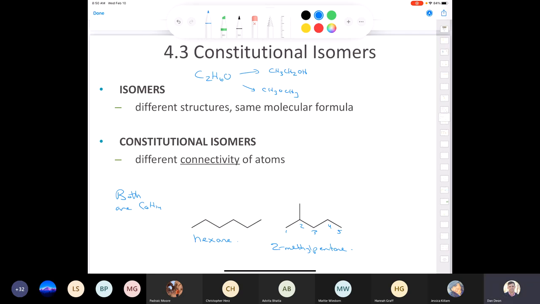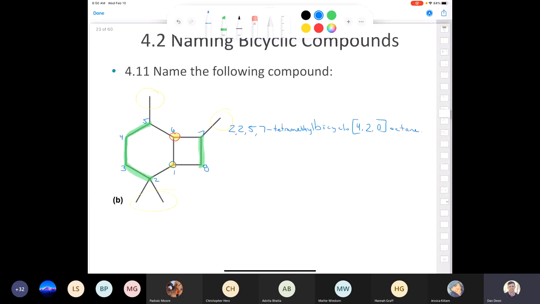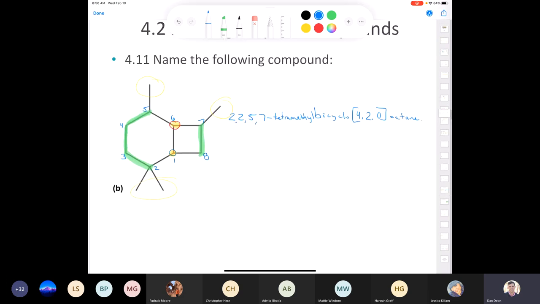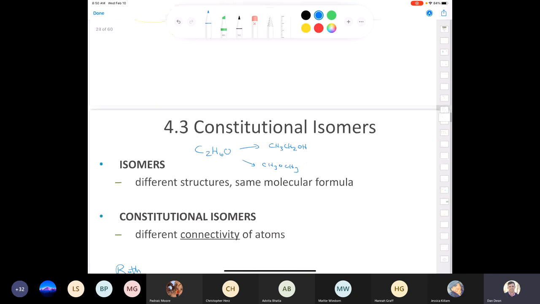So I'm going to back up a second just to address one question. A student asked me, can we only have two bridges? And the answer is no, okay? When you're naming a bicyclic compound, you're always going to have three bridges. So if it's something like this, then the third bridge is just a zero.